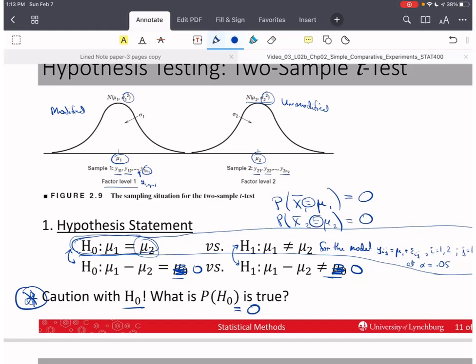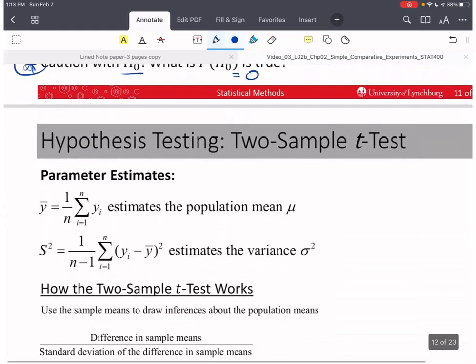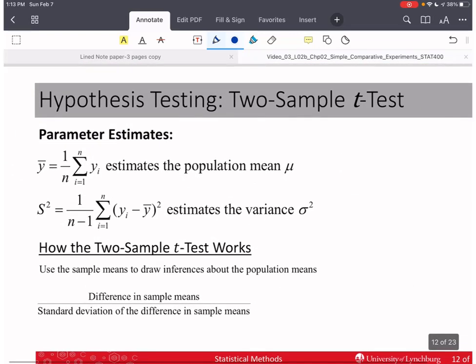Now, when we get to advanced inference in higher level courses, we'll talk about alternate ways to write the null hypothesis in such a way that it has a positive probability. But in this method, there's 0 probability that the null hypothesis is actually true.